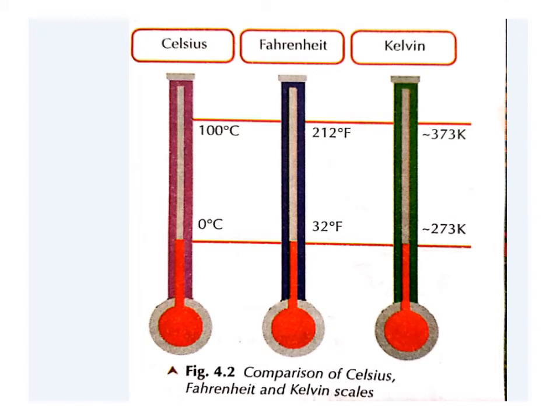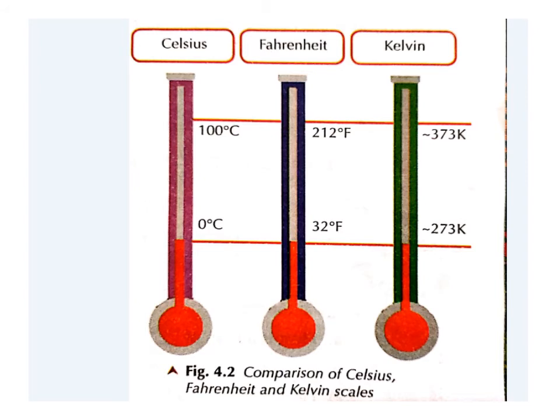Move on to the second diagram. In this diagram you look at the lower fixed point, which is 32 degrees Fahrenheit, the freezing point of the water, and in this Fahrenheit scale the boiling point of the water is 212 degrees Fahrenheit, and this scale was invented by Lord Fahrenheit. The third picture indicates that the freezing point of the water is approximately 273 Kelvin and the boiling point of the water is 373 Kelvin, and this scale was invented by Lord Kelvin. But the Celsius scale is mostly the scale which is used worldwide.